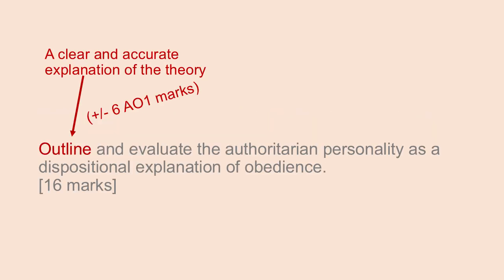Step 1. Understanding the instruction. The first keyword is outline. Outline simply means you must give a clear and accurate explanation of the theory, the key ideas, the key researchers, and the key concepts. This is AO1, knowledge and understanding. In a 16-mark essay, this is usually worth about 6 marks, so think of this as what you would write if the question only said, describe the authoritarian personality as an explanation of obedience.